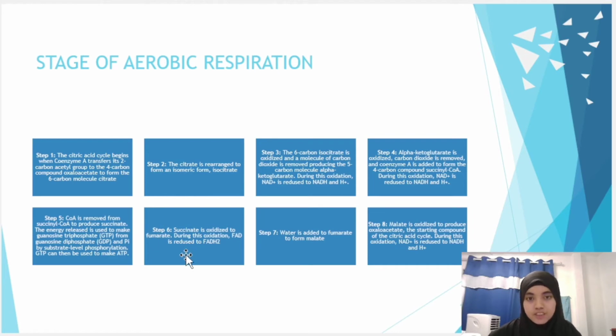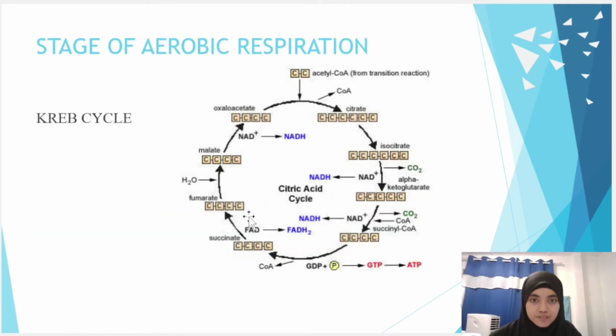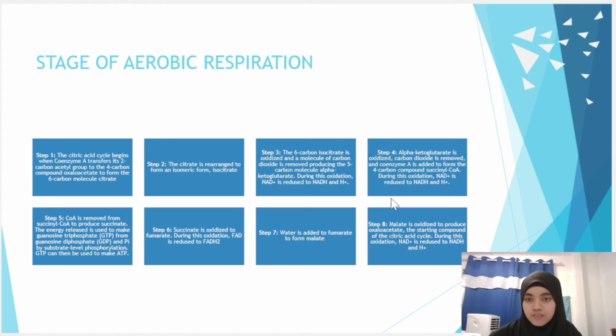The sixth step is succinate is oxidized to fumarate. During this oxidation, FAD is reduced to FADH2. The seventh is water is added to fumarate to form malate. And the last step is malate is oxidized to produce oxaloacetate, the starting compound of the citric acid cycle. During this oxidation, NAD+ is reduced to NADH and H+.